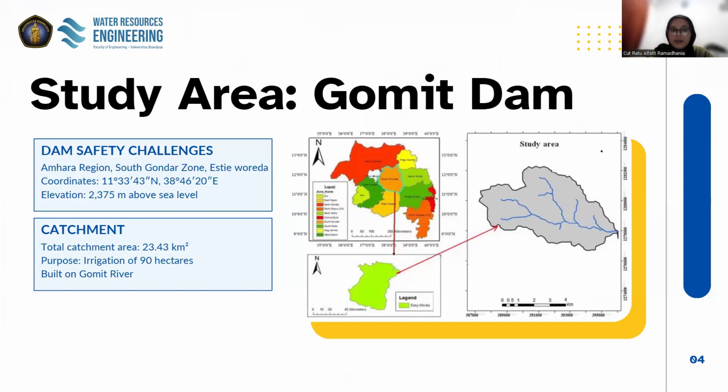The study area of this Gomit dam is located in the Amhara region, South Gondar zone, at the Wareda, with an elevation of 2,375 meters above sea level, and a total catchment area of 23.43 square kilometers. The purpose of this dam is irrigation of 90 hectares, and it is built on the Gomit River. These are the study area of this Gomit dam.